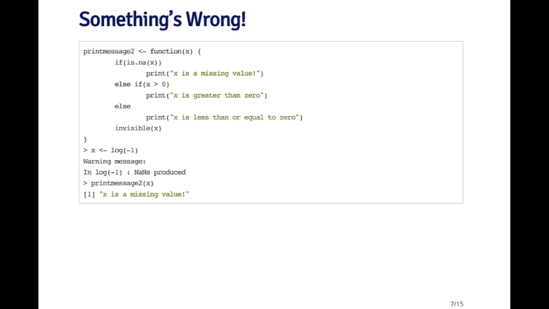So when I call this, what's something that might typically happen? Well, I calculate the log of -1 and assign it to x. That doesn't stop anything. I just get a warning and I move on, right? Now I call print message on x, and I'm getting x is a missing value. So now there's no error there, but it may be unexpected, because maybe I thought the thing I'm inputting into print message 2 is some positive number, so I thought I was going to get the message x is greater than 0. But instead I'm getting this message x is a missing value.